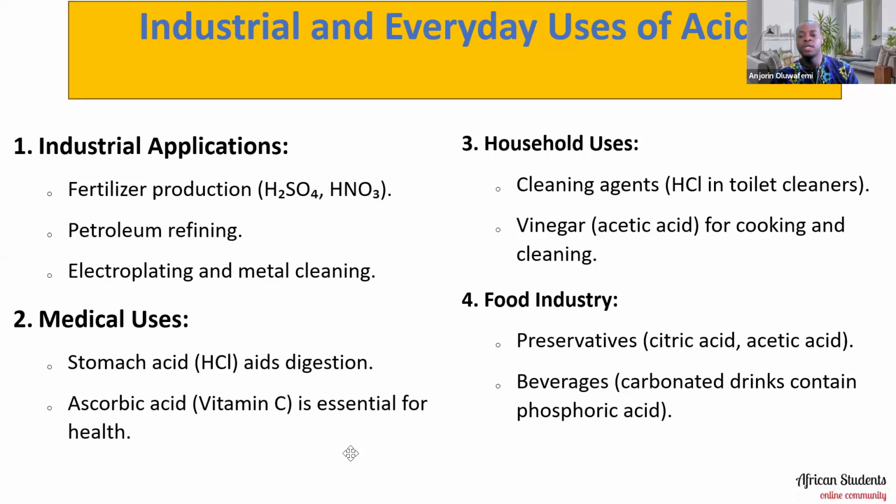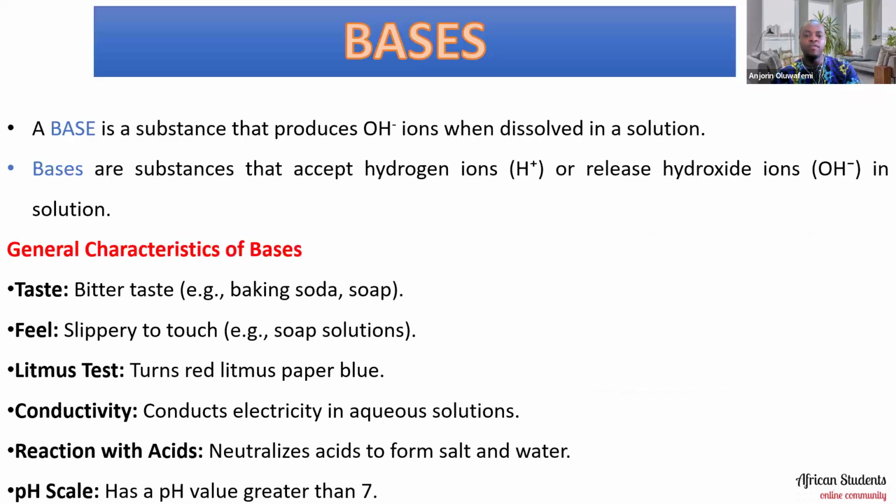In the food industry, acids like citric acid and acetic acid are very useful as preservatives. And beverages like carbonated drinks contain phosphoric acid. So these are the industrial and everyday uses of acids.